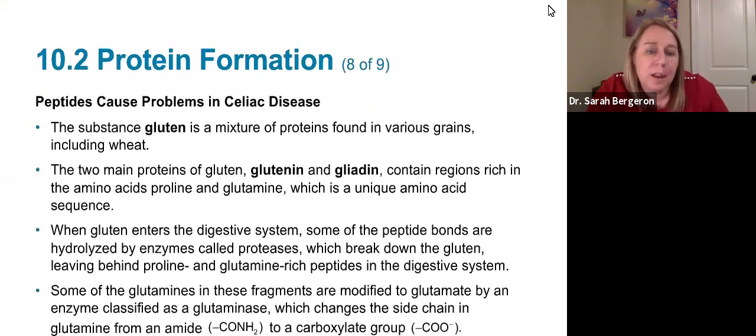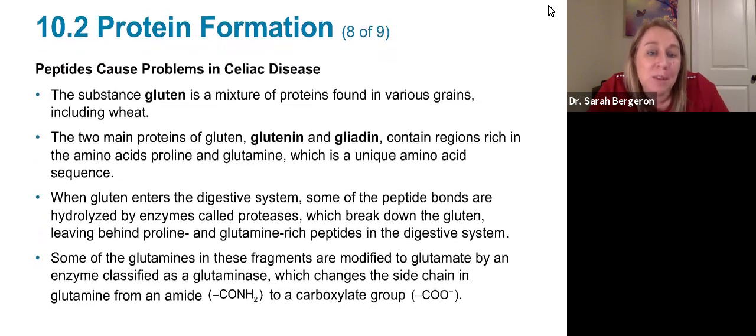So a lot of times, there are some biologically relevant things that are occurring in our society, right? A lot of people you've heard of have celiac disease. Celiac is an intolerance to gluten. And gluten is really a mixture of proteins that are found in grains. The grain that's most popular in our diet is wheat. So if you eat wheat and you have a gluten intolerance, then you're going to have a gastrointestinal reaction to that gluten. The 2 main proteins inside of gluten are glutenin and gliadin.